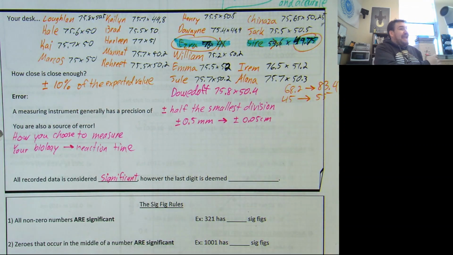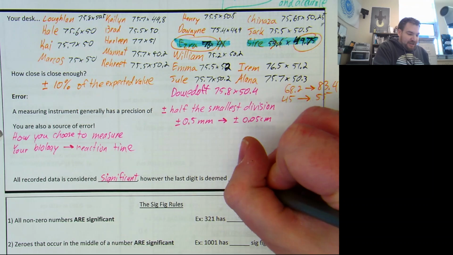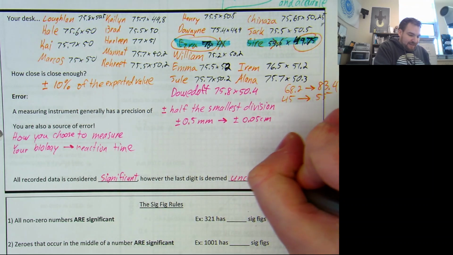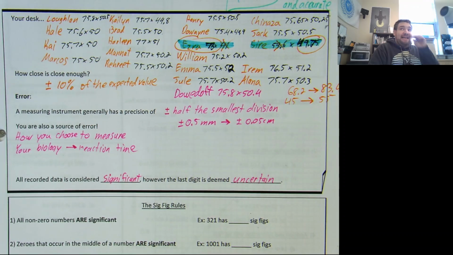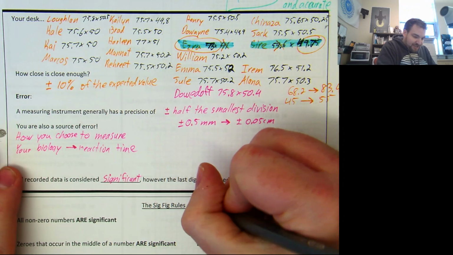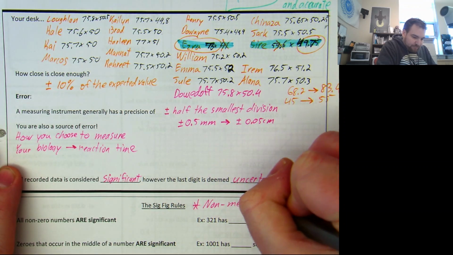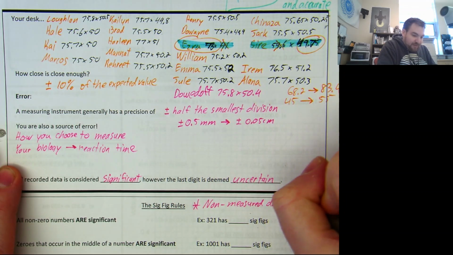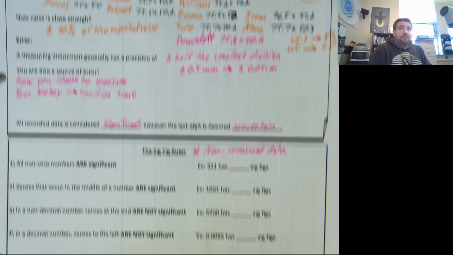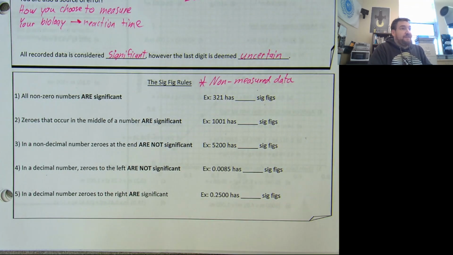When you're taking a measurement, everything there is significant. However, the last digit is deemed to be uncertain, because that's where error starts to show up, in that last digit. When you're doing calculations with data that you don't measure, so this is for non-measured data, data that's handed to you, these are the rules for sig figs.